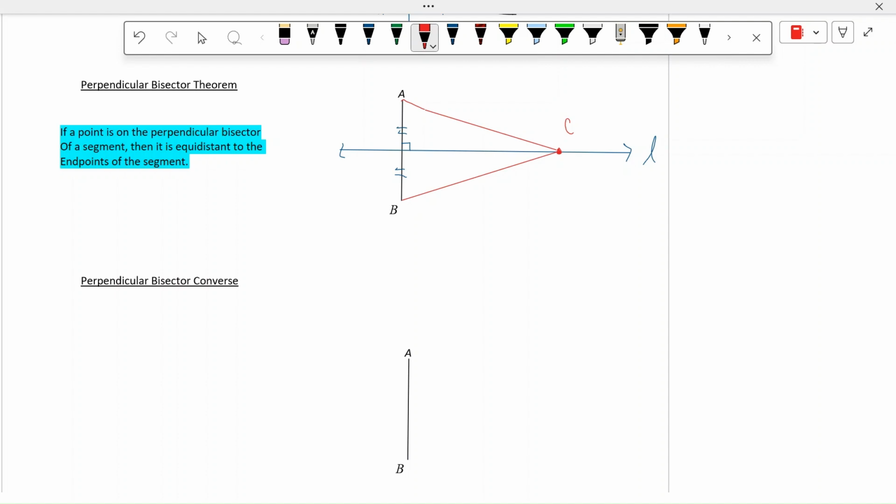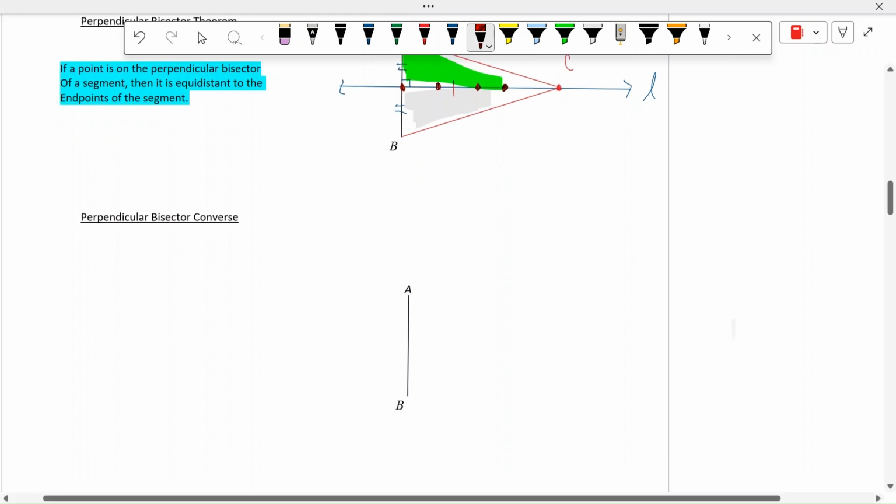To prove that, I'm using those original markings that I have in blue, and then reflexive, this segment is equal to itself. Then I can see very nicely, like we had it before, that this green triangle must be congruent to this gray triangle because of side angle side, and then CPCTC, CA is congruent to CB. It doesn't matter where that point is. If a point is on the perpendicular bisector, whether it's that point C, this point, this point, even that point, all of these points are the same distance to A as they are from B. This is the perpendicular bisector theorem, not the definition.